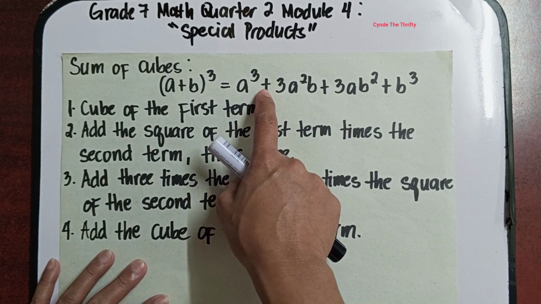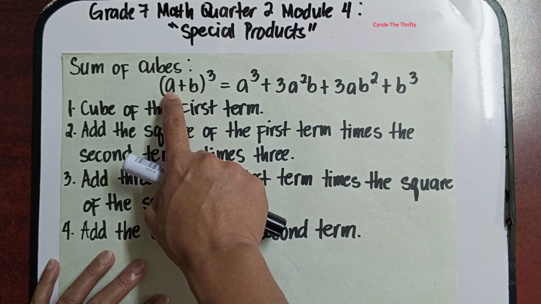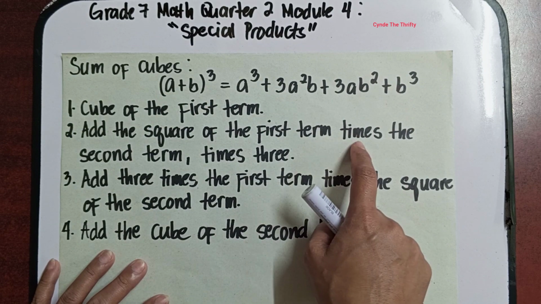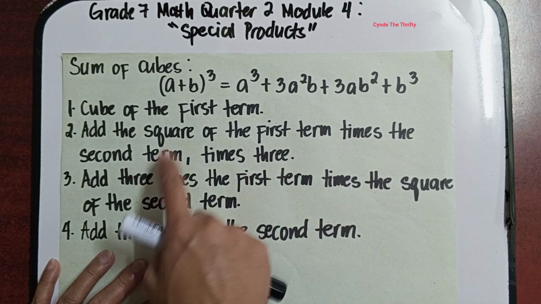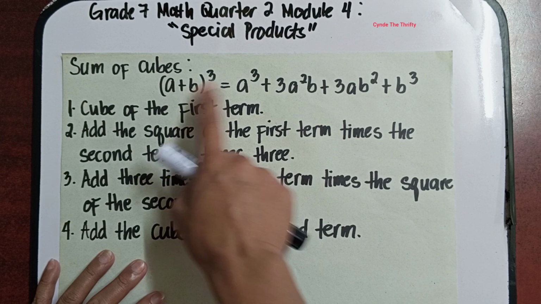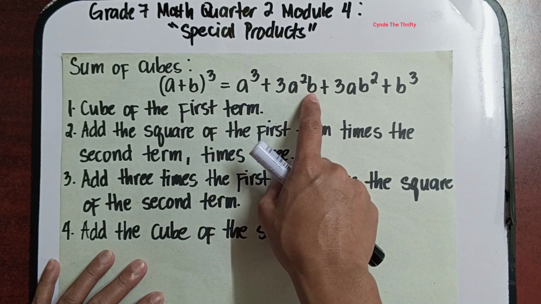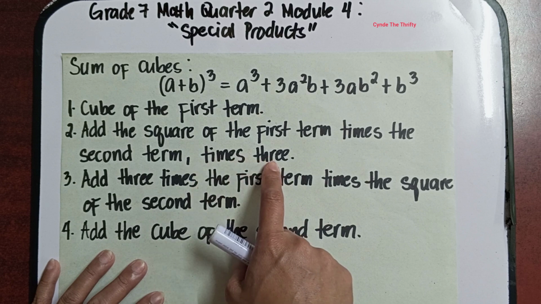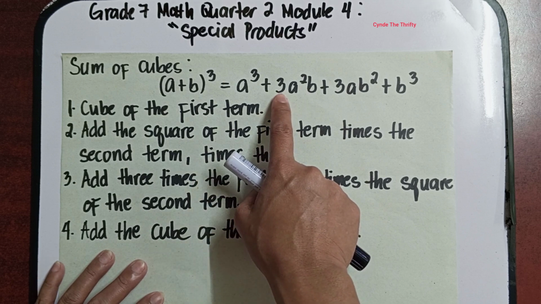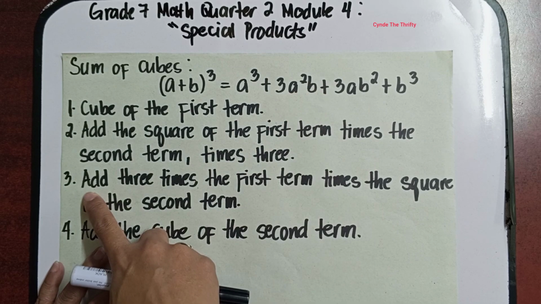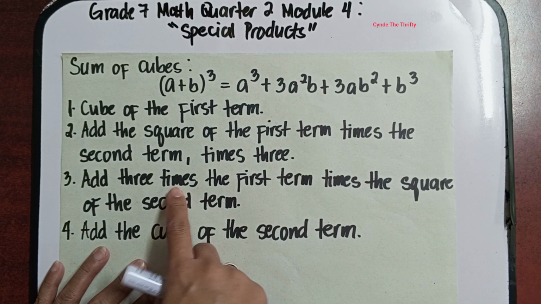Second, add the square of the first term. So, i-add natin ang square ng first term. Ang first term natin is A. So, that's why A squared times the second term, multiplied by the second term. So, ang second term natin is B. That's why A squared B kasi multiply natin sila and then times 3. So, i-multiply natin siya sa 3. Kaya 3A squared B.